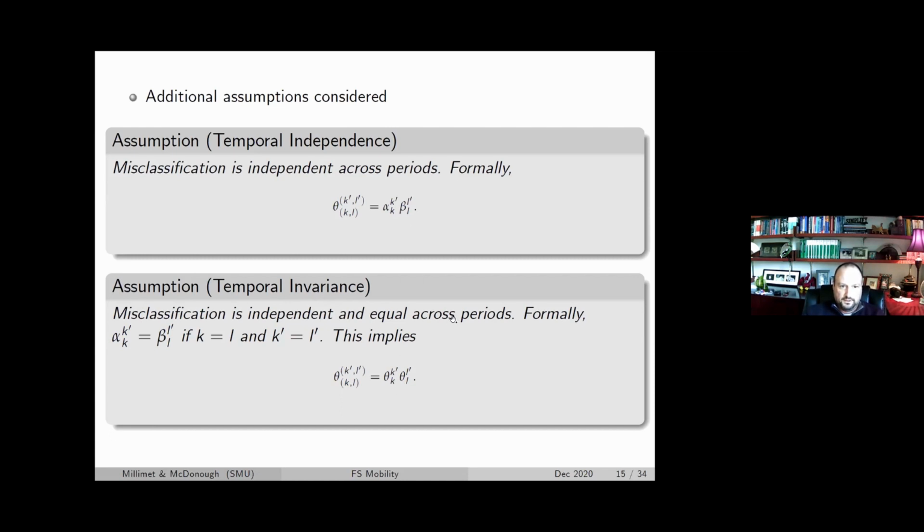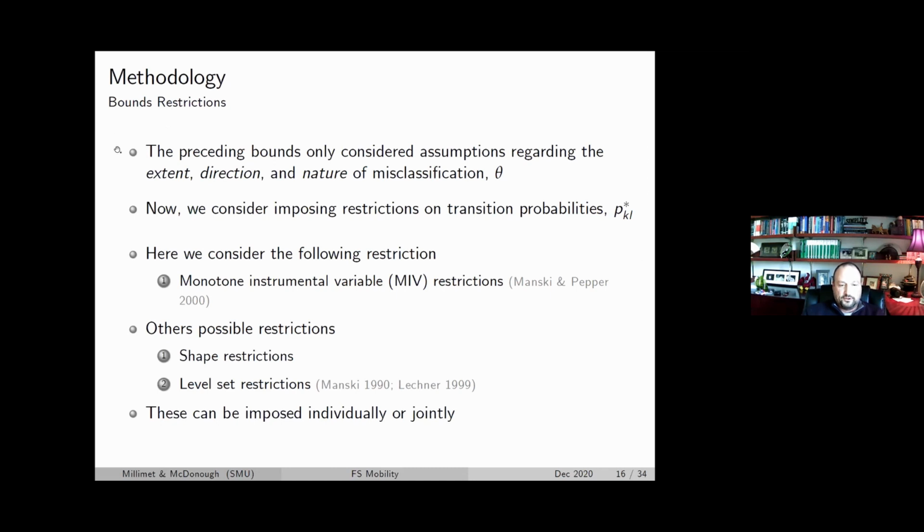All right, so those are the assumptions we consider on the measurement error itself. They are assumptions on the extent, the direction, and the nature of those misclassification probabilities. Then we can think about additional assumptions we might be willing to assume on the elements of the transition matrix themselves. The only one I'm going to consider here today is a monotone IV assumption that I'll define in a second.